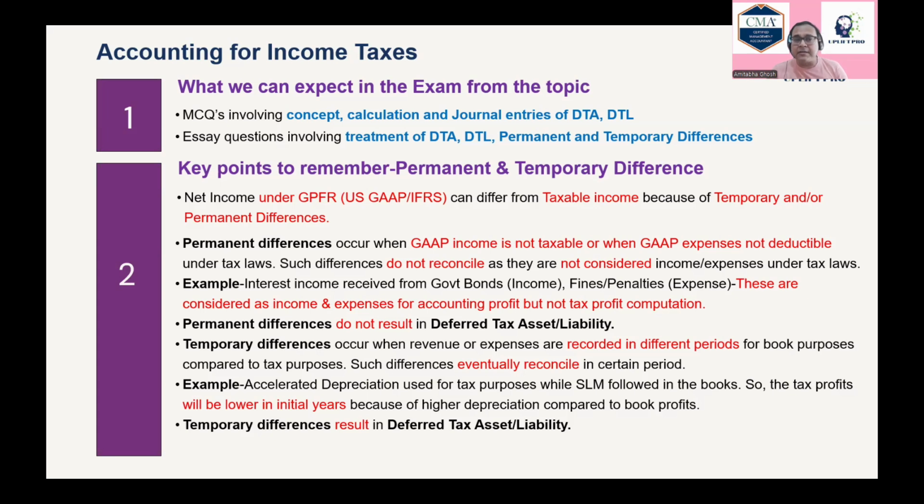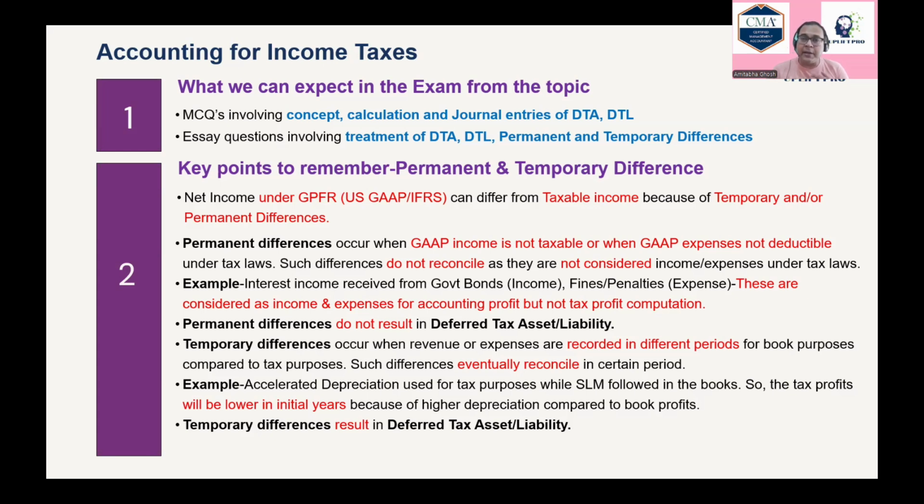Example, interest income received from government bonds, which is income that is tax exempt, right? Similarly, fines and penalties expense. If you are made to pay a fine, income tax is not going to allow it, so you will not get a deduction for that. So these are considered as income and expenses for the accounting profit computation, but not for tax purposes, resulting in permanent differences. So permanent differences will not result in any deferred tax asset or liability because these differences are not going to get reconciled in the future.